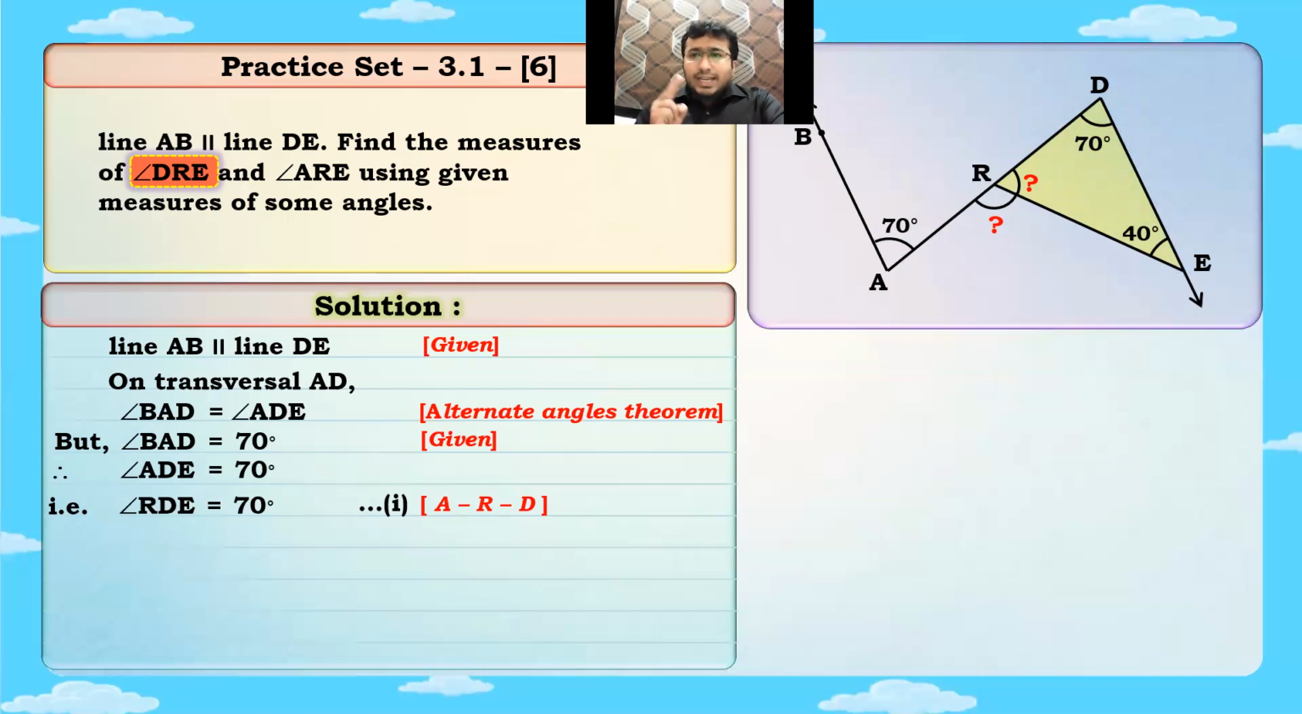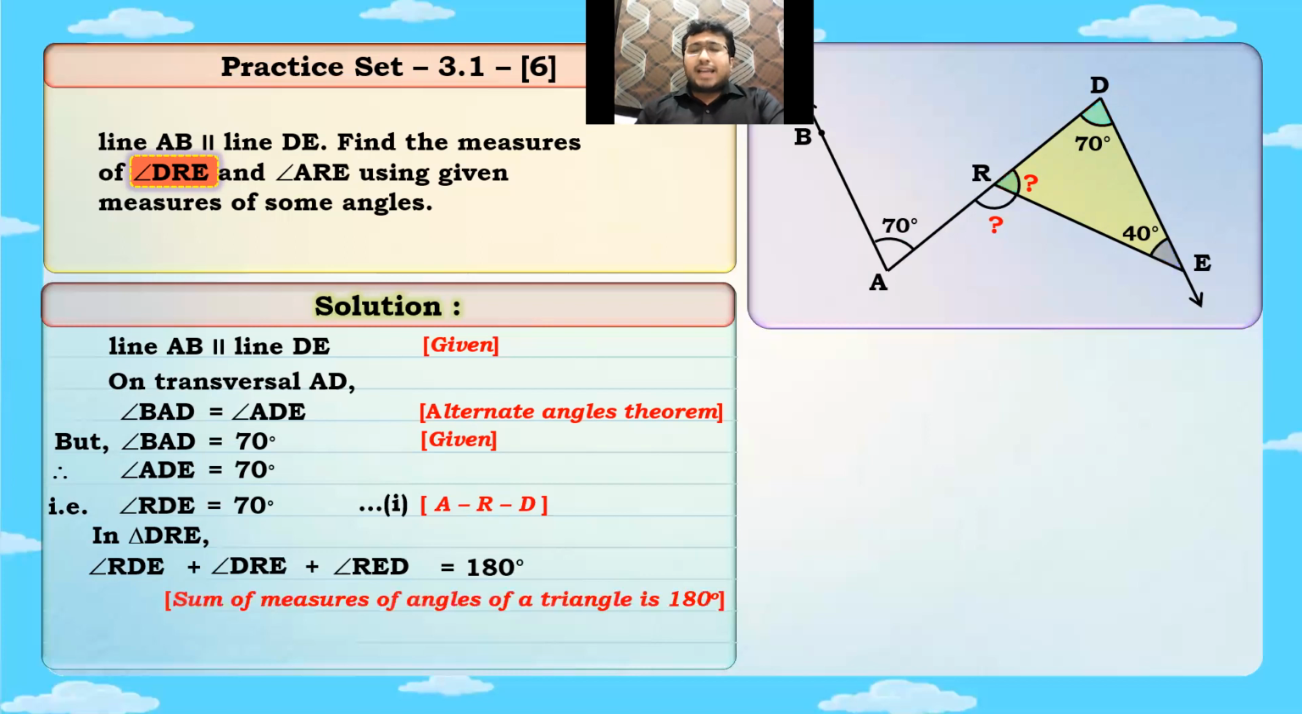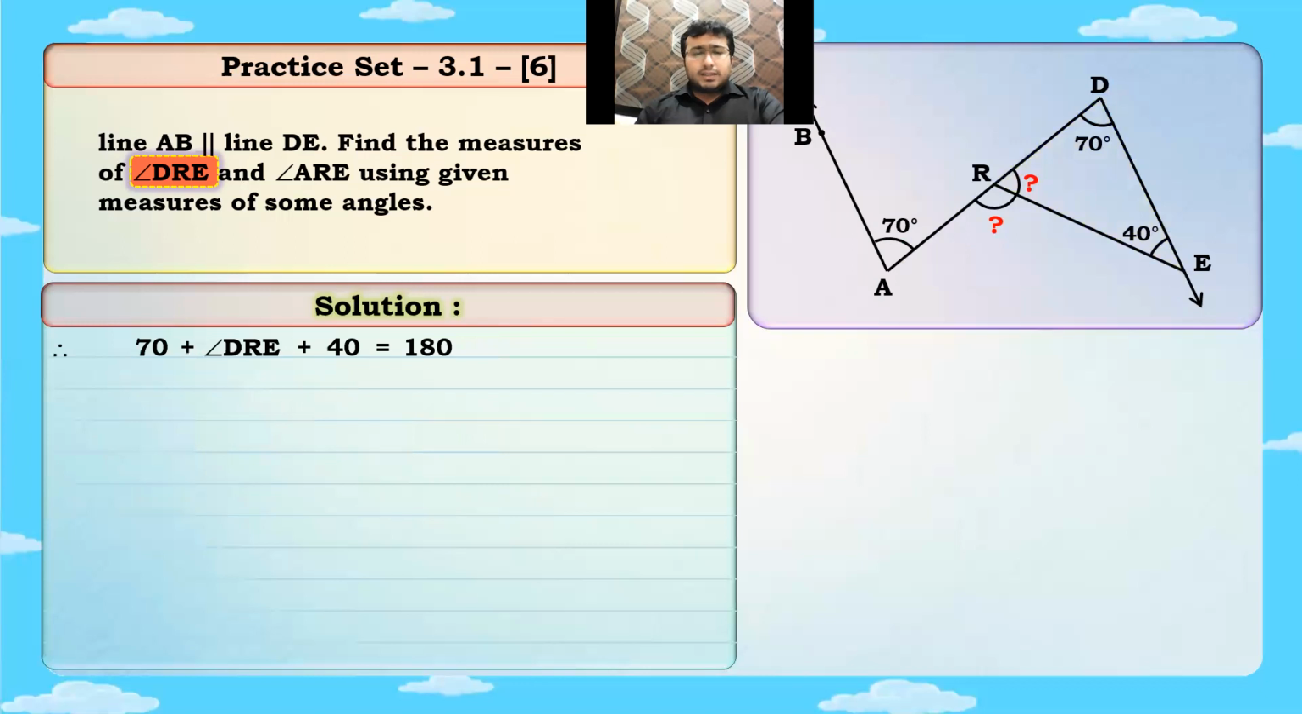Now students, observe, in this triangle DRE, we know two angles. Can I find the third angle? Yes. What is the property of angles of a triangle? Sum of measures of all angles of a triangle is 180 degrees. So I add all the three angles and their sum will be 180 degrees, and I write down the entire reason. Measure of angle RDE, that is 70, plus measure of angle DRE will be written as it is, plus angle RED, that is 40, is equal to 180.